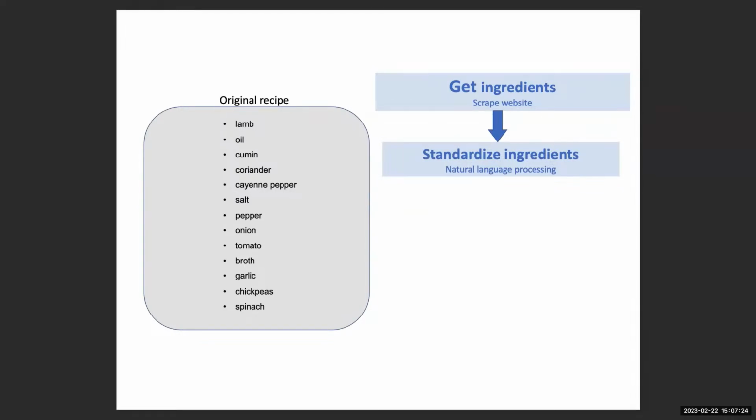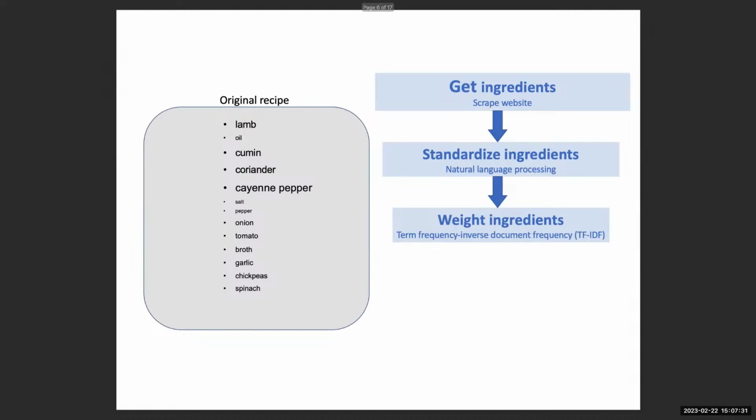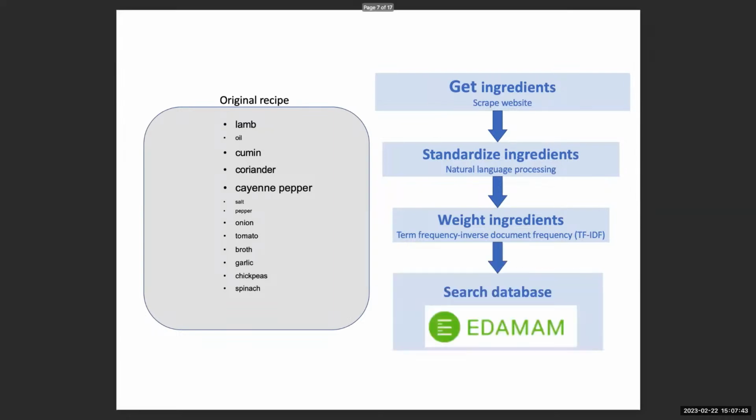We account for this using a tool called Term Frequency Inverse Document Frequency, or TF-IDF, which assigns a numerical weight to each ingredient according to its rarity. We show that here schematically by font size. Then we search our database, which is drawn from the Edamame API, for recipes satisfying the given dietary constraints.